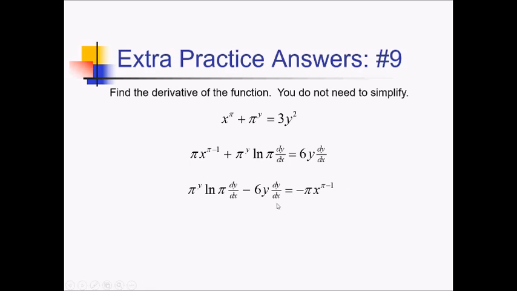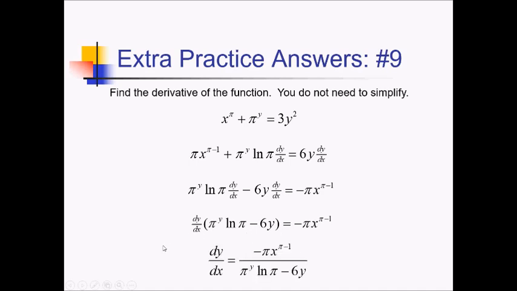Now we did this so that I can factor out my dy over dx. That's going to leave me with pi to the y ln of pi minus 6y inside that parentheses. And to isolate dy over dx, we just divide both sides by this parentheses. So that's going to be negative pi x to the pi minus 1 divided by all of that stuff in that parentheses. And there is our answer.